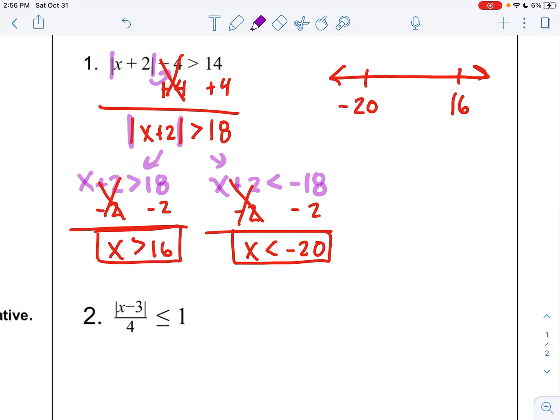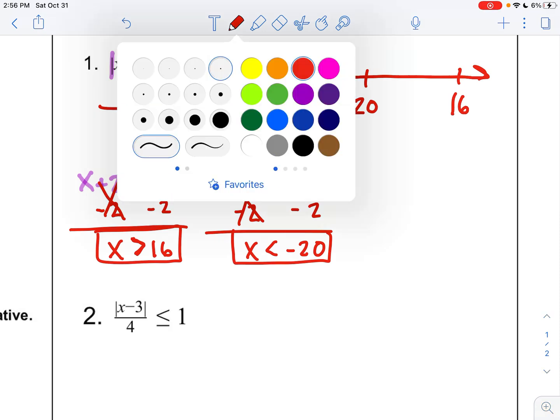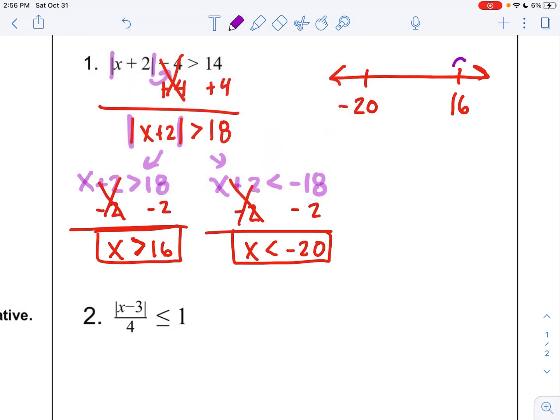X is greater than 16. Well, let's take a look at what this is. Remember that chart on your last notes? How the greater than sign, if there's no equal to, it's an open circle. So I'm going to do an open circle on 16. This sign tells me to point to the right. Now I'm going to do an open circle on negative 20, and it tells me to point to the left.